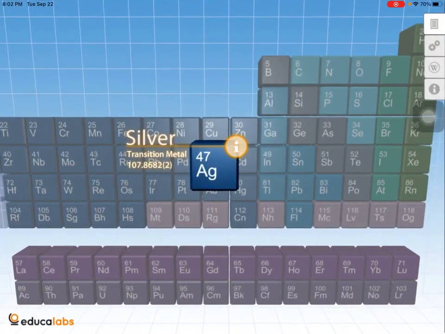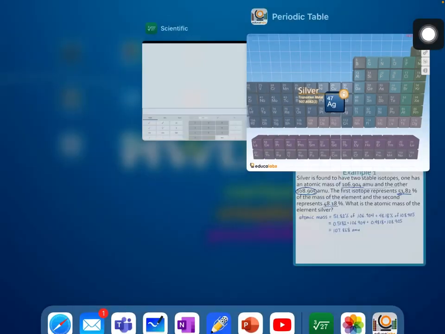And I can double check that in the periodic table. And so I can see here that it is 107.868, and this one is more precise. So we have more decimal places there, but we had 868, so that is correct.